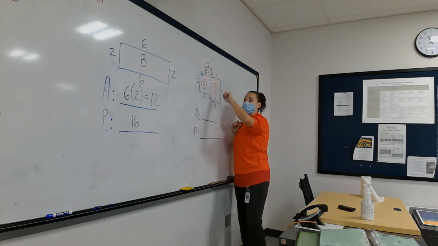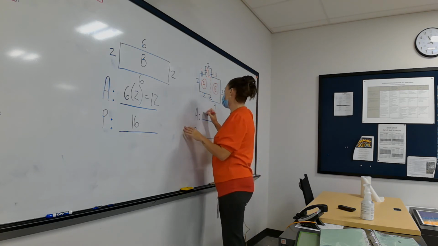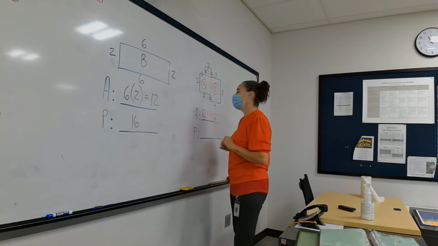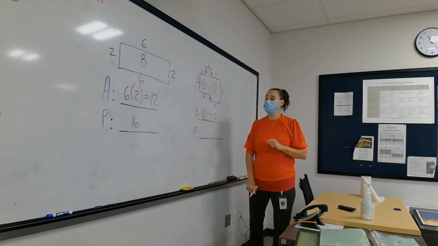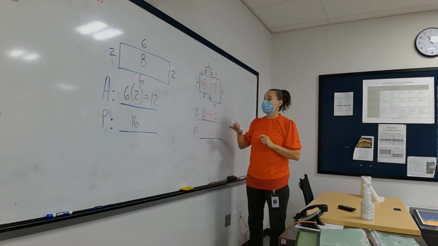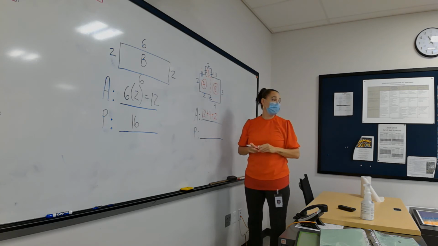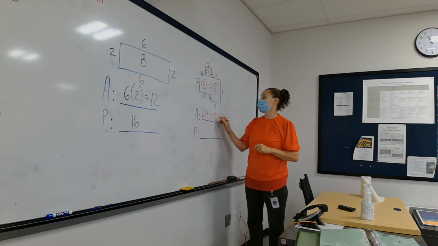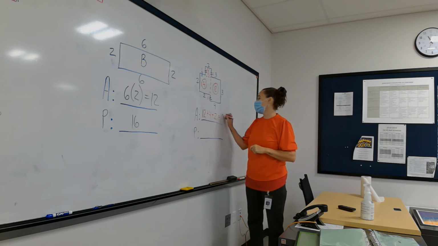Total area of the irregular figure would be 12 plus 4 plus 2. Okay? All right, that's the total area. Okay, 12 plus 2 is 14. 14 plus 4 is 18. Your total area is 18.